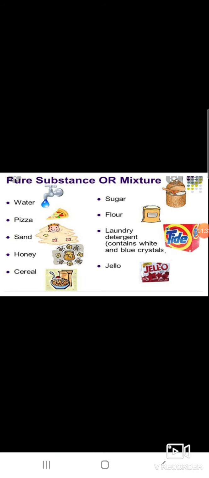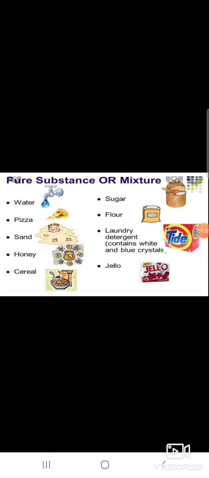Pure substances are elements and compounds. Mixtures are homogeneous mixtures and heterogeneous mixtures. In this lesson we have to learn elements, compounds and mixtures. Okay students, first of all, elements, compounds and mixtures.